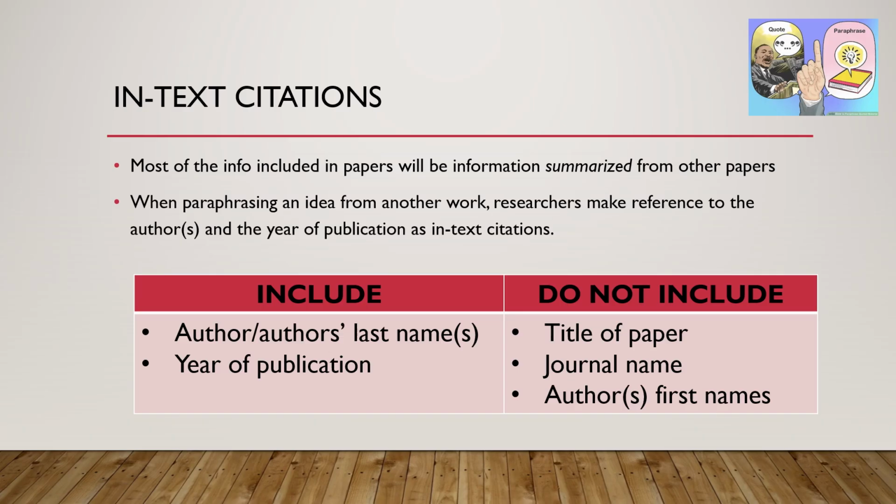And the citation at the end of a paraphrase will have the author's name and the year of the publication that you pulled it from. So if we found it in an article by Dooley 2024, you want to include Dooley 2024 in there. You do not, anywhere in your text, include the title of the paper, the name of the journal, or any author's first name. It is only the last names and the year of publication.